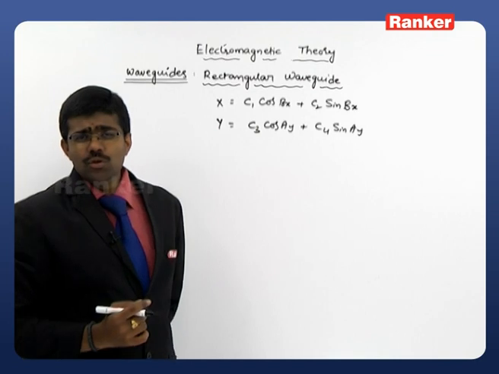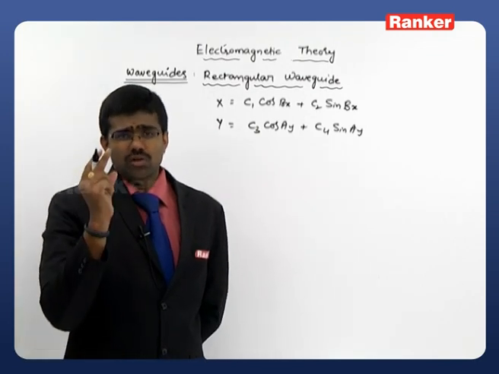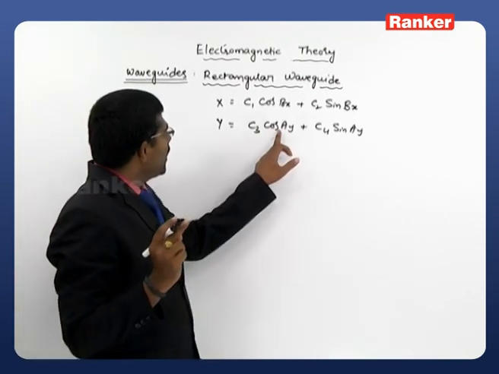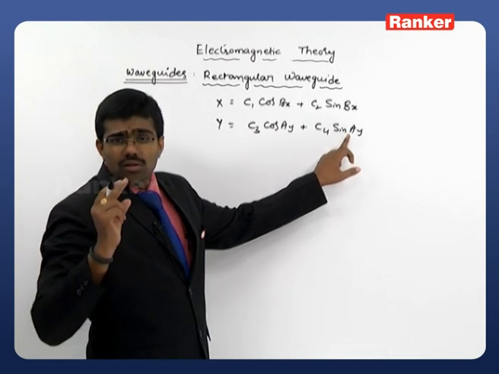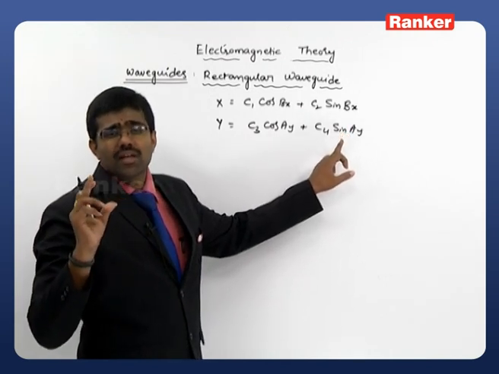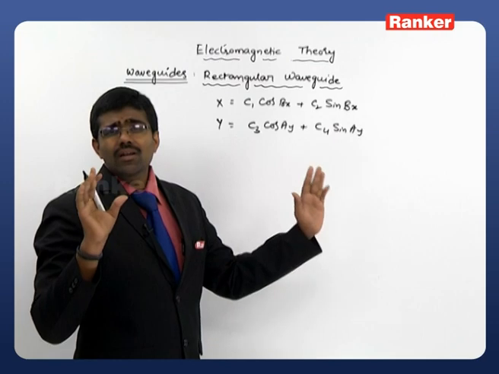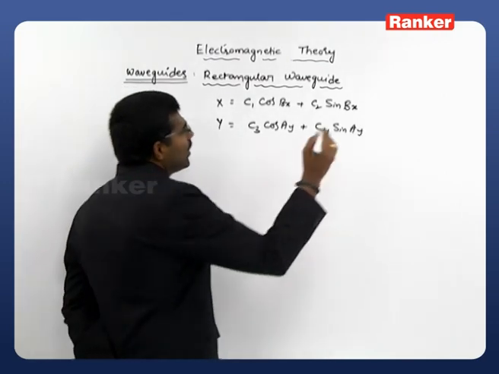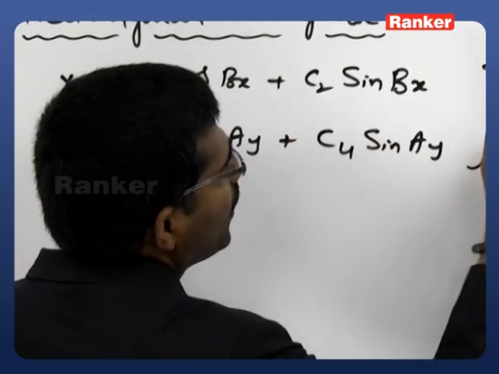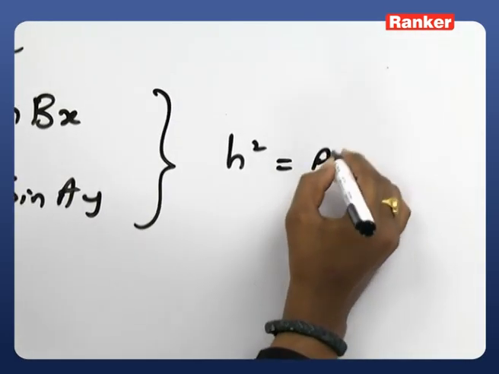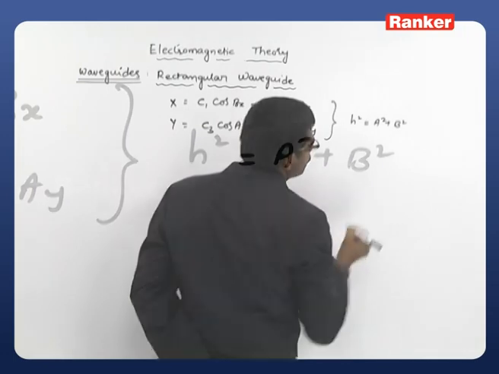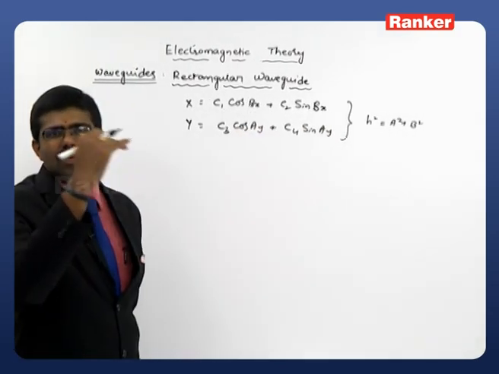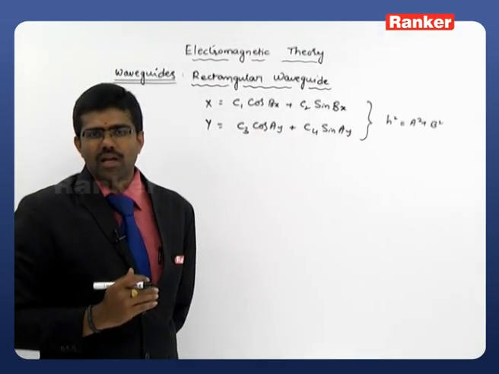While getting these solutions, we introduced two constants. What are they? A and b. They are not constants actually, they are functions of x and y. And we will get one relation between a, b and h also. What is the relation between a, b and h? h² equals a² plus b². This is the relation that we get in the intermediate step.